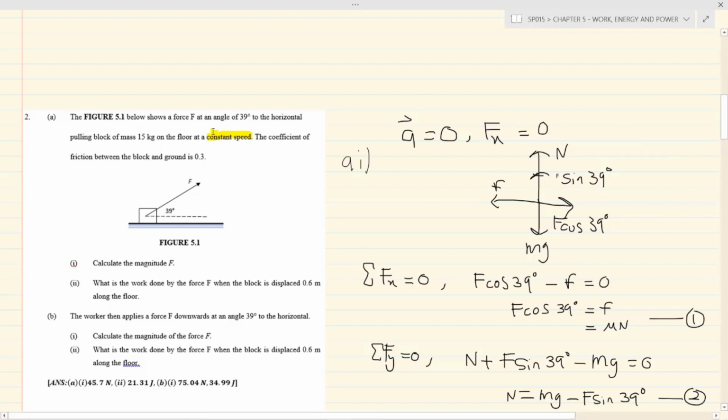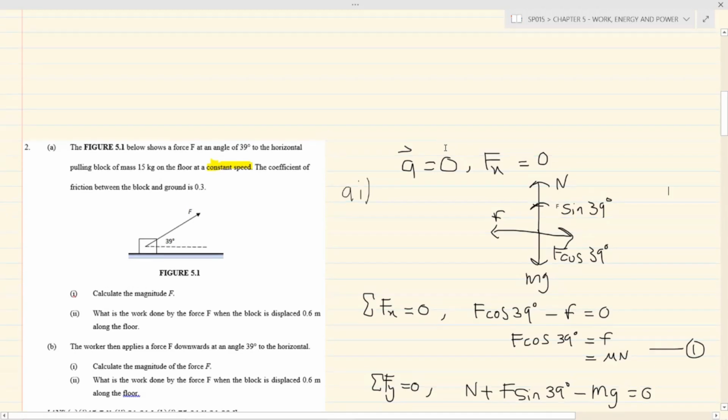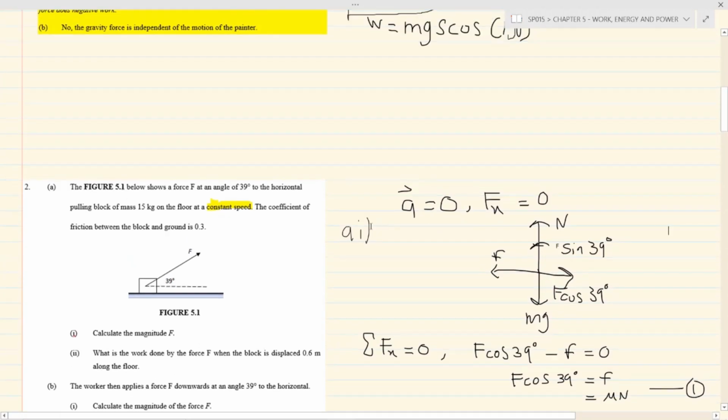Okay, so this I have highlighted already: moving at a constant speed. When you have the words constant speed, you should know that your acceleration is 0. So the total force is 0 on the x component. So the question asks to calculate the force F.